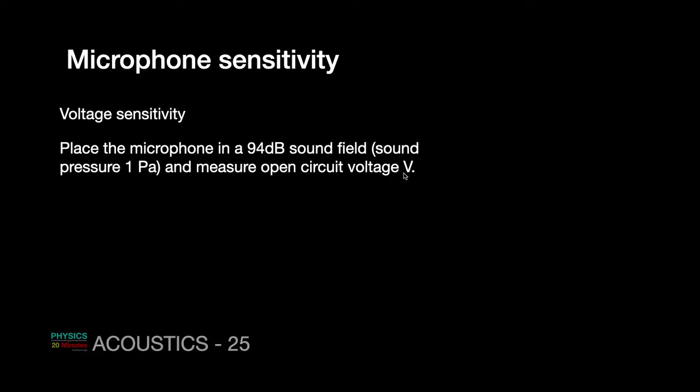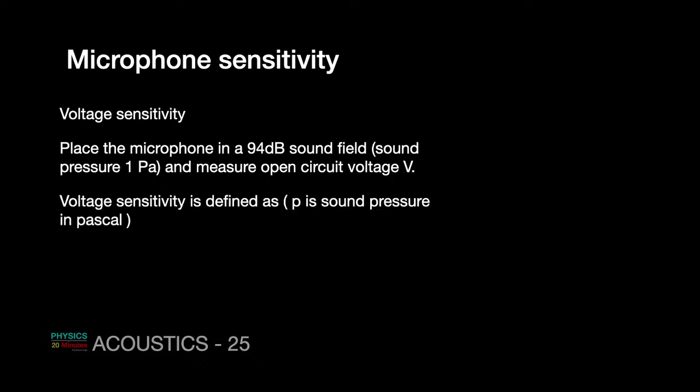Then you measure the open circuit voltage, how much voltage it is generating. If it is generating a very high voltage, then it is highly sensitive. If it is generating a low voltage, it is low sensitive. That is how the sensitivity is rated. The voltage sensitivity is then defined as SV, which is nothing but 20 log V by P, where V is the voltage that it will generate and P is the pressure in Pascal, which is 1 Pascal in this case.